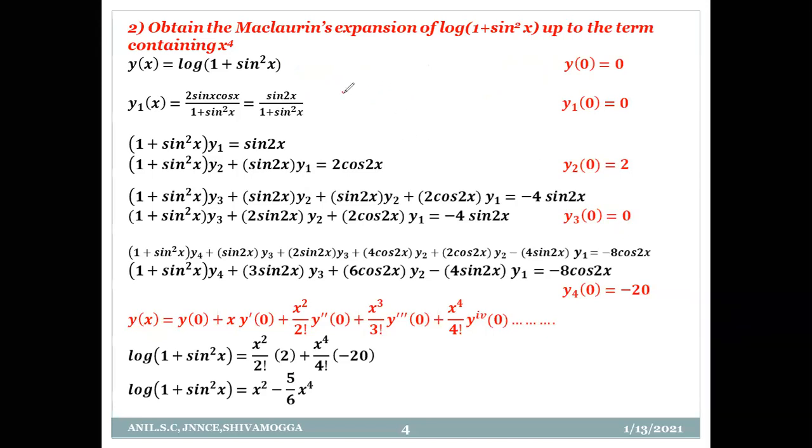Now put x is equal to 0. y1 of x will be y1 of 0. y1 of 0 is equal to, when x is equal to 0, the numerator will be sin 0, and sin 0 is 0. The denominator will be sin square 0, that is 0. 0 plus 1 is 1, and 0 divided by any finite quantity is 0. Therefore, y1 of 0 is also equal to 0.